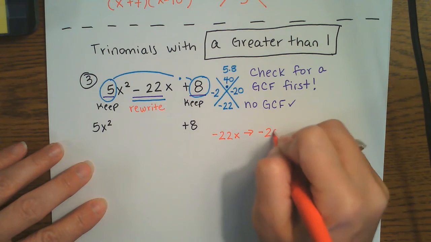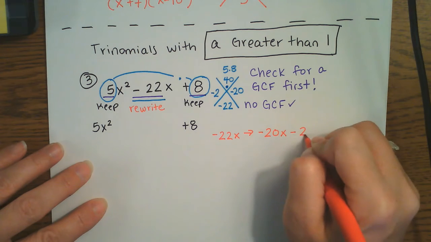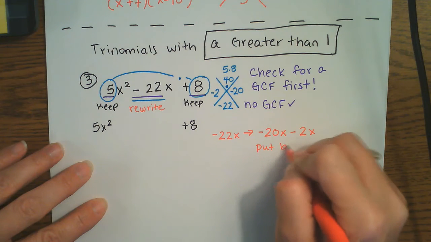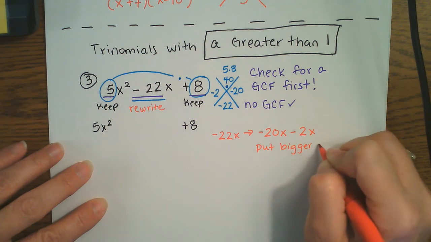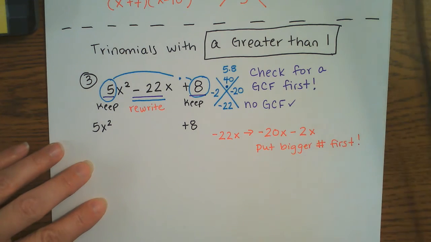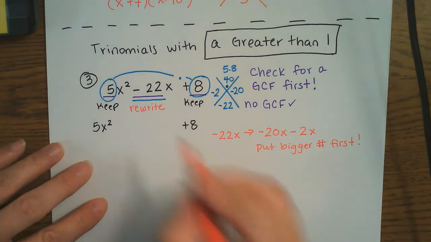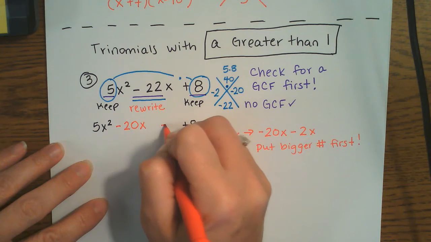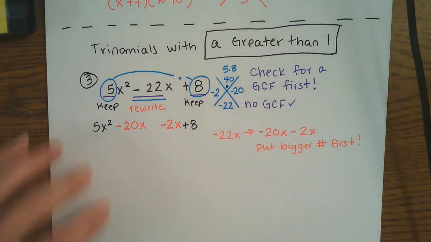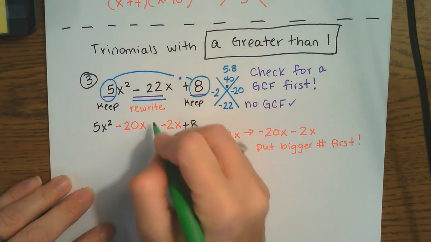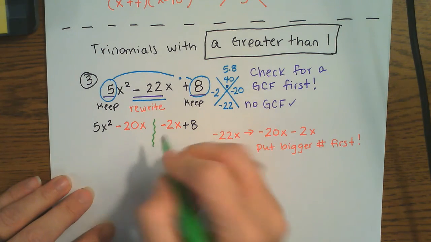let's do negative 20x minus 2x. I like to put the bigger number first, because it'll just help me see what needs to happen in the next step. So I'm going to put minus 20x minus 2x. All right, so I'm going to split those down the middle with a plus sign.